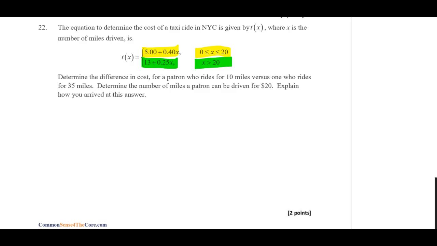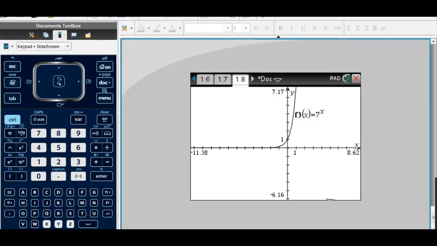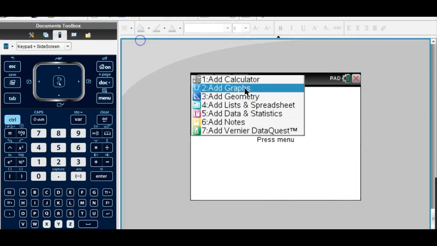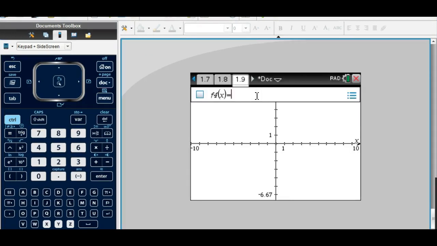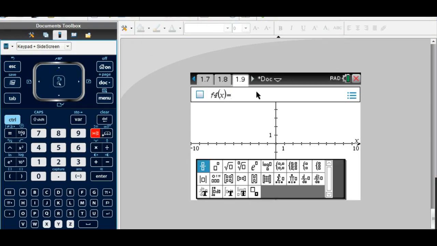rides 35 miles. So to do this, we have to realize 10 miles is between 0 and 20, so we need to use this formula. And 35 miles is greater than 20, so we're going to need to use this formula. So the easiest way, I think, to do this is by graphing it, by creating a new graph. And it can create a piecewise function.